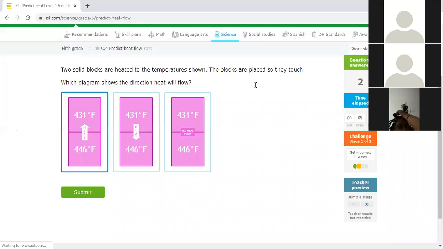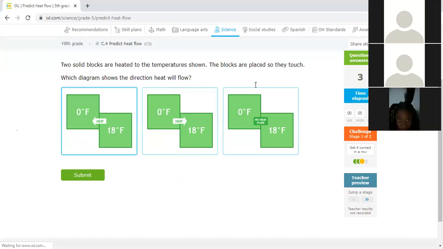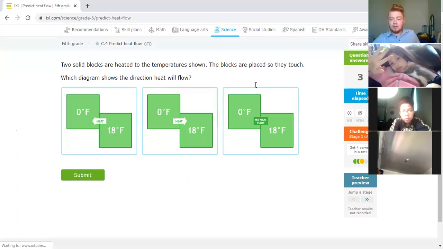It's not much hotter, it's only hotter by like, what is that, 15 degrees? But since this one technically is hotter, this one gives the heat off to that one. All right? Yeah. All right. Next one. Heat flow. Where are we going?